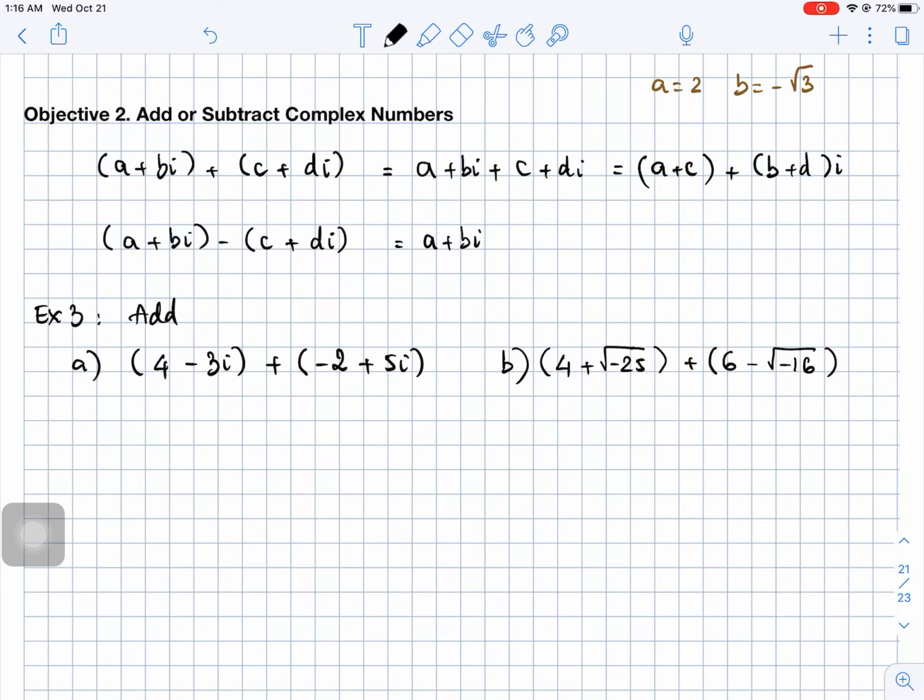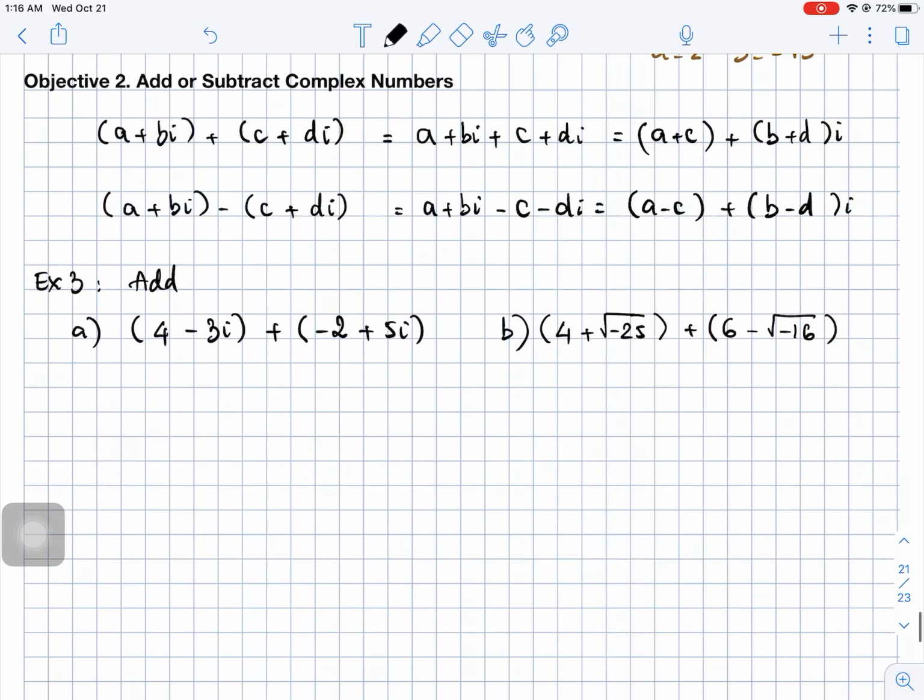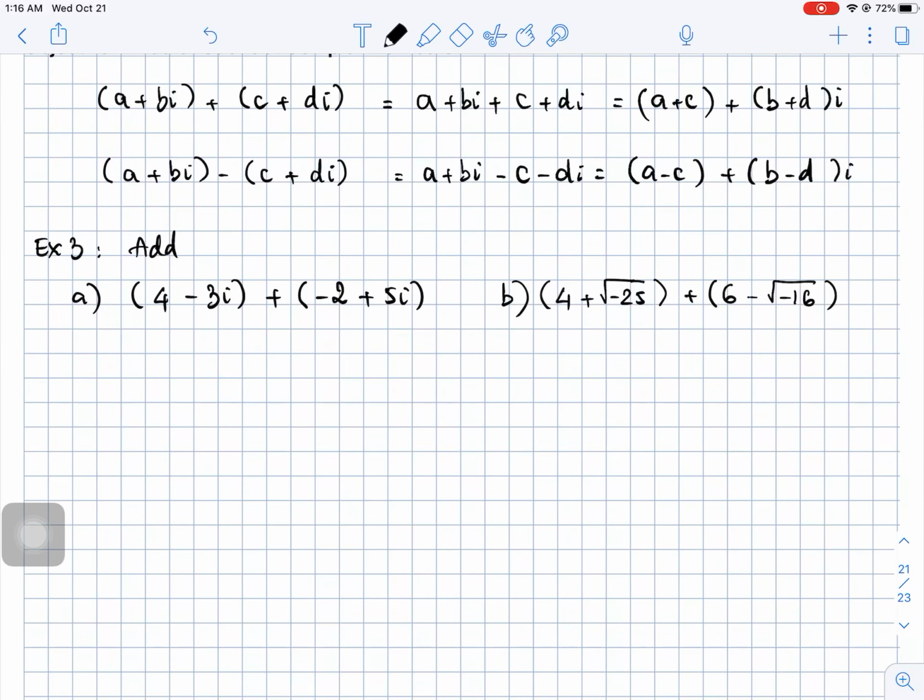So what you see is that a and c are the real part. When you add the two complex numbers, you add the real parts together. And b and d are the imaginary part; when you add the two complex numbers, you add the imaginary parts together.